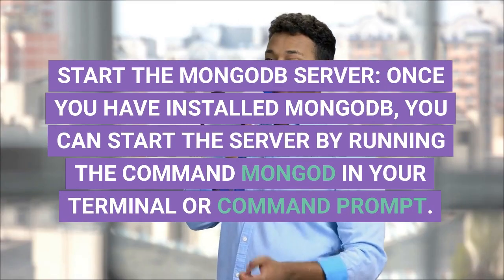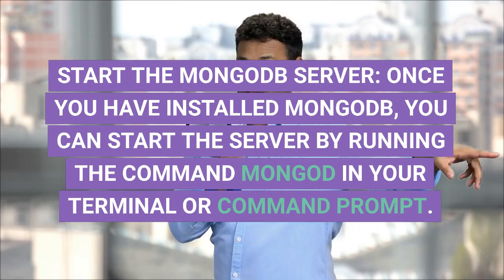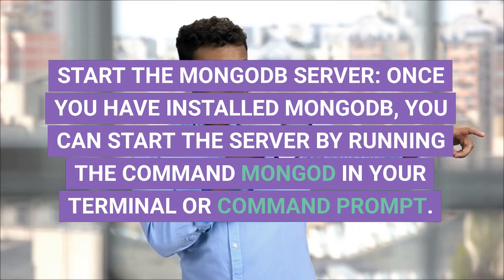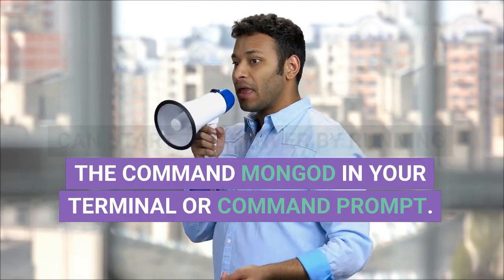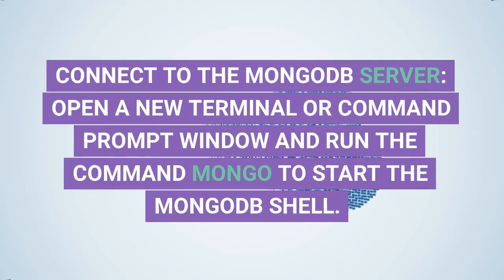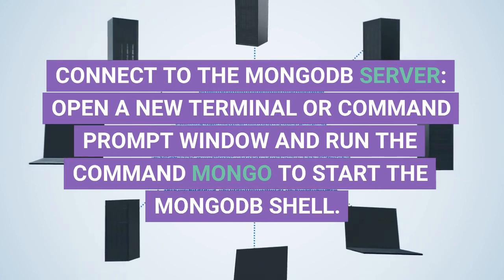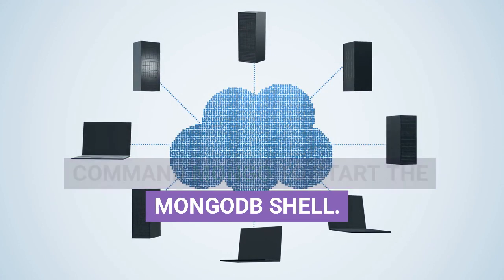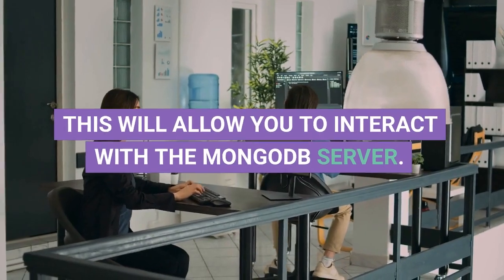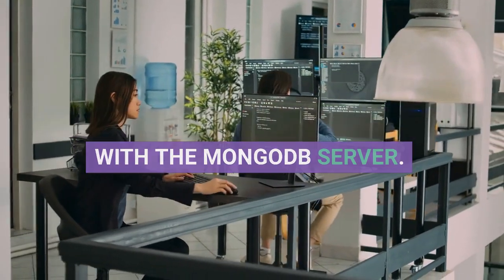Start the MongoDB server. Once you have installed MongoDB, you can start the server by running the command mongod in your terminal or command prompt. Connect to the MongoDB server. Open a new terminal or command prompt window and run the command mongo to start the MongoDB shell. This will allow you to interact with the MongoDB server.